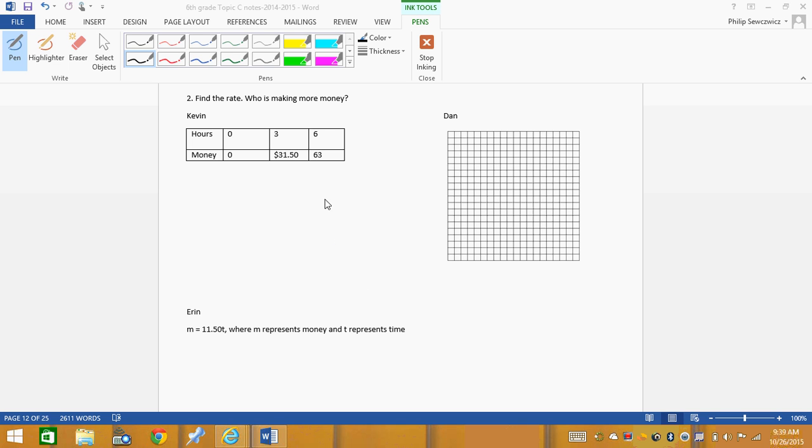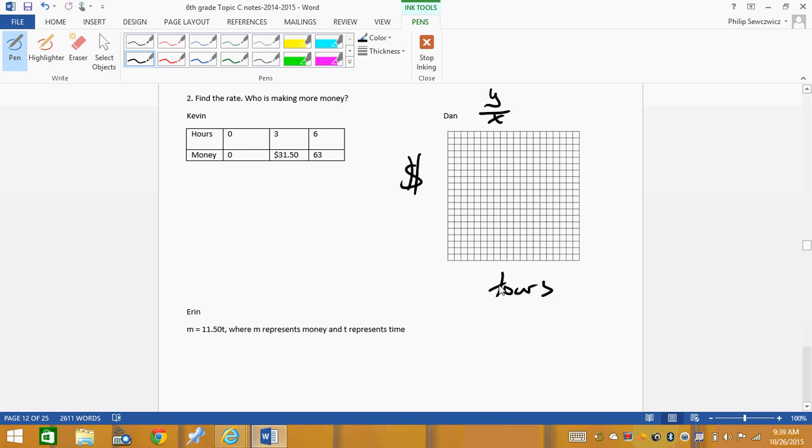So, okay, we're finding the rate. Who's making more money? Well, let's look over at our graph that we've got. And like I said, I'm filling it in with you because I want you to see what we've got going on here. So the first thing I want you to notice is we've got hours down here, and up over here, we've got money. Again, we know it's always y divided by x.